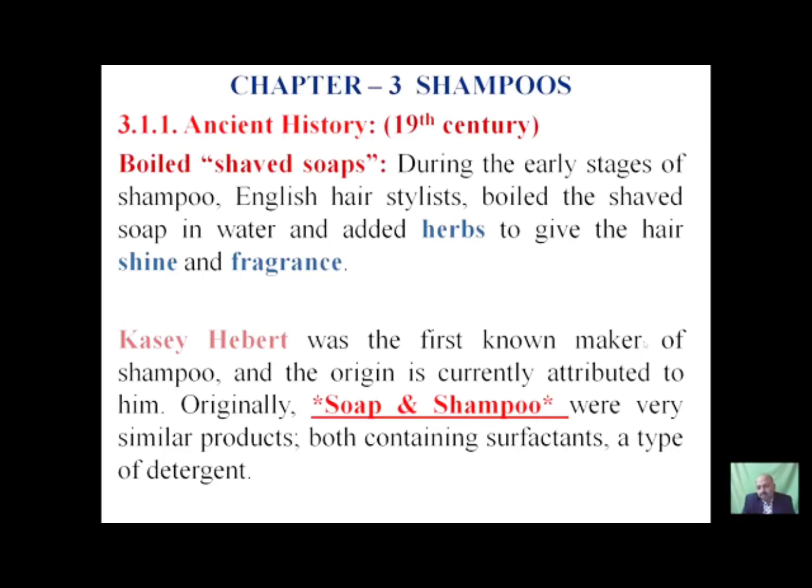J.C. Herbert was the first known maker of shampoo, and the origin is currently attributed to him. Originally, soap and shampoo were similar products, both containing surfactants, a type of detergent. So Herbert was the first known maker of the shampoo, where the shampoo is a combination of soap along with the shampoo nature. So, similar products were used as the cleaning agent for the hair.